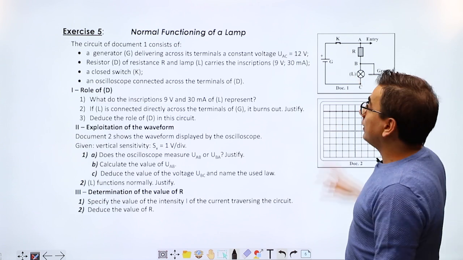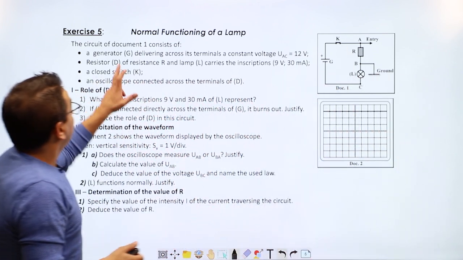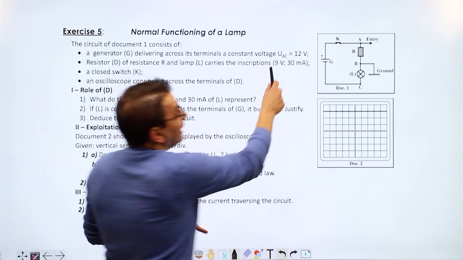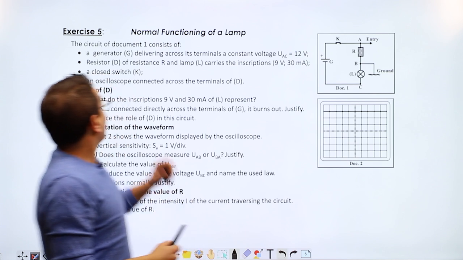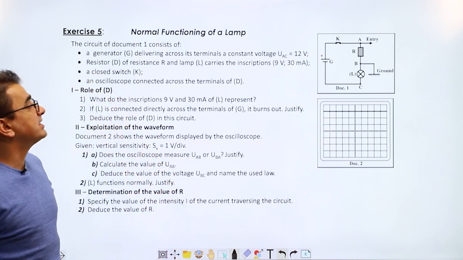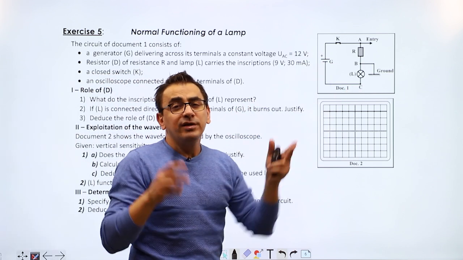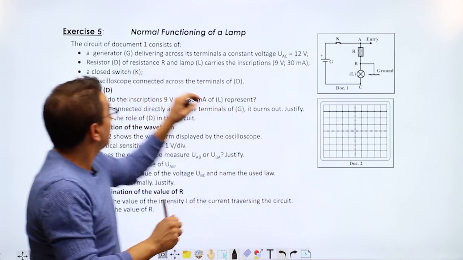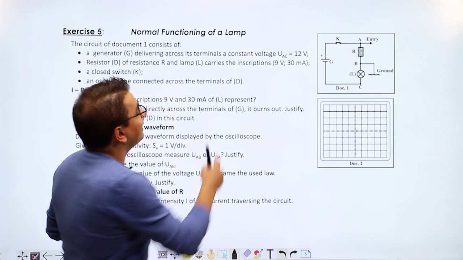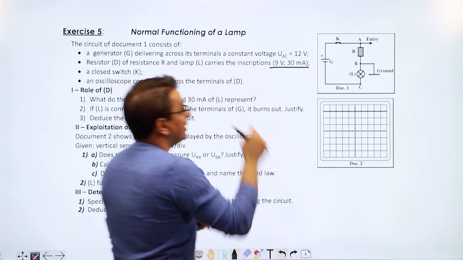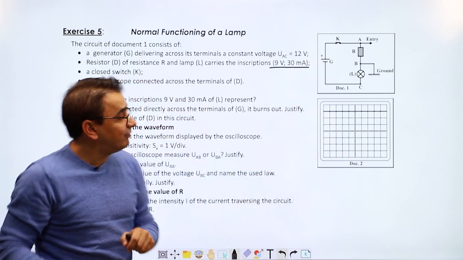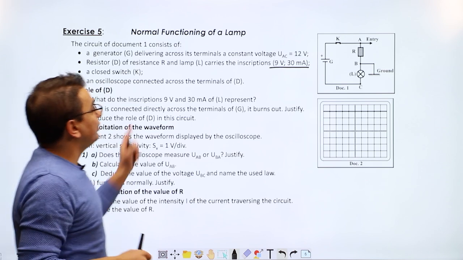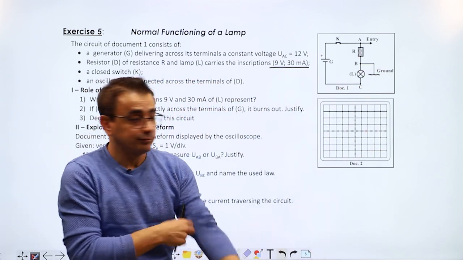A circuit, the circuit of document 1, let me move to the other side first, consists of a generator G delivering across its terminals a voltage UAC 12 volts, a resistor D of resistance R. The resistor takes electricity and gives heat. And a lamp L carrying the inscriptions 9 volt 30 milliampere. A closed switch K, an oscilloscope connected across the terminals of the resistor D.